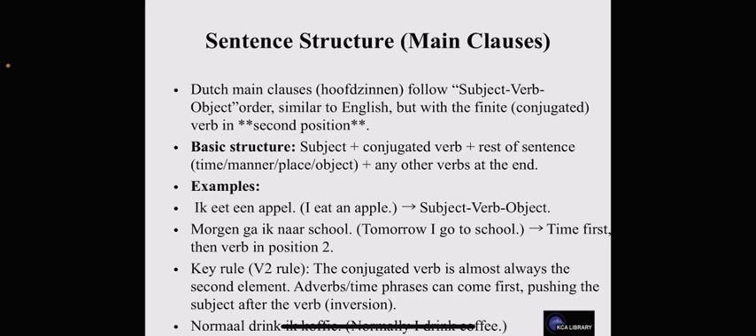Examples. Ik eet een appel. I eat an apple. Subject, verb, object. Morgen ga ik naar school. Tomorrow I go to school. Time first, then verb in position 2.